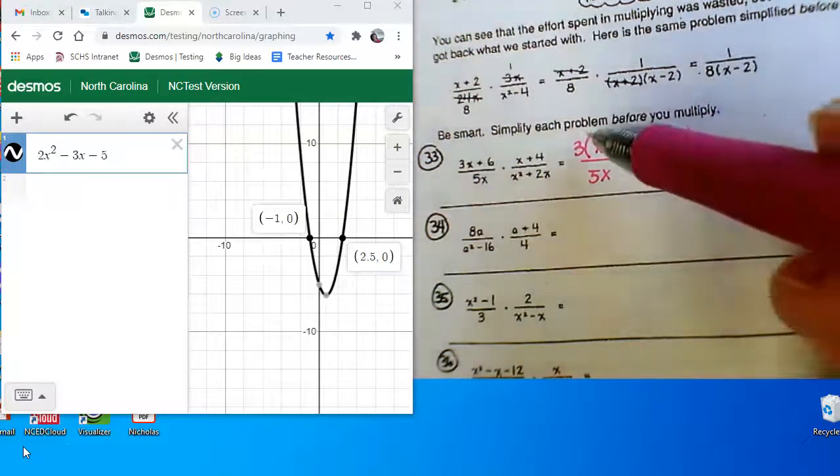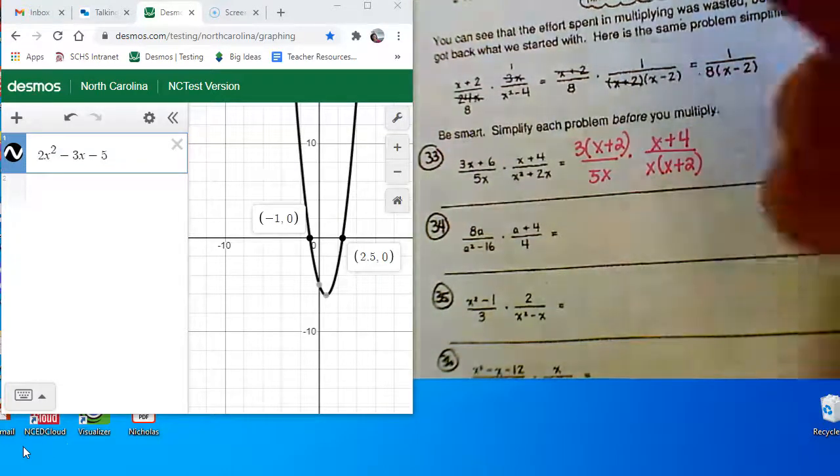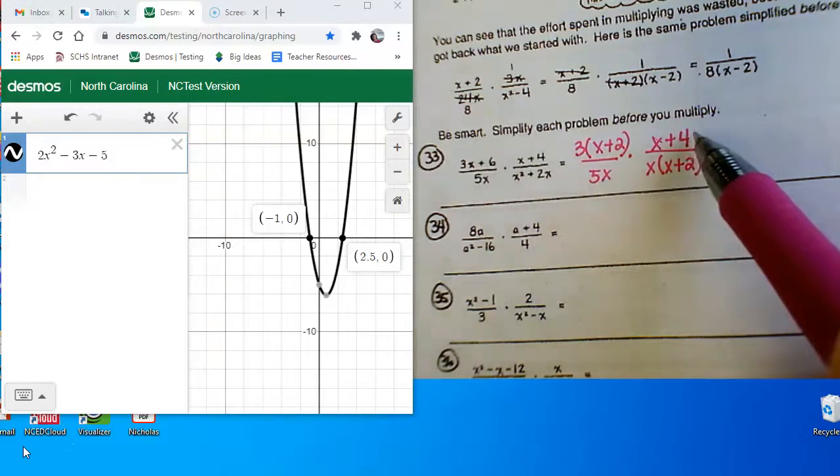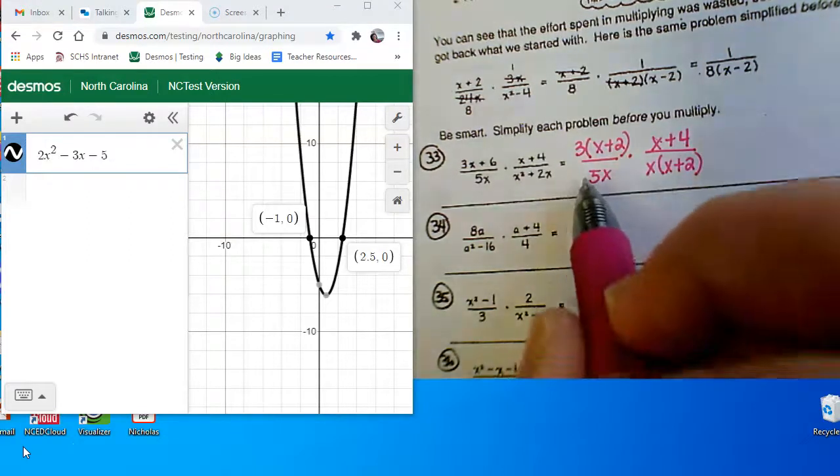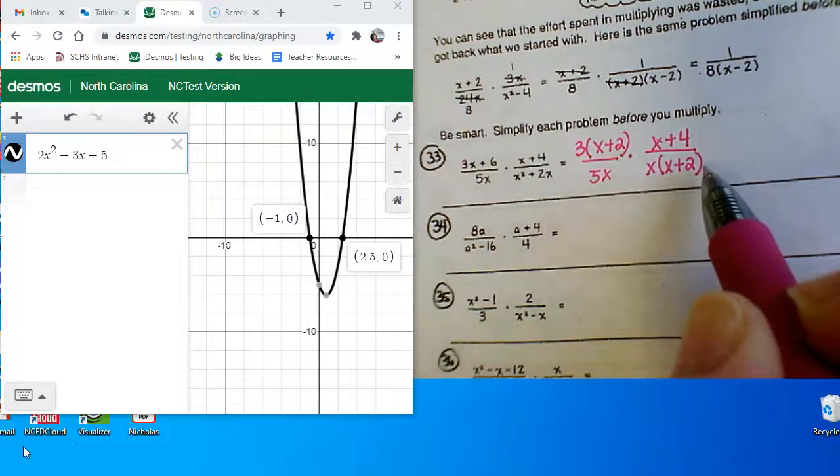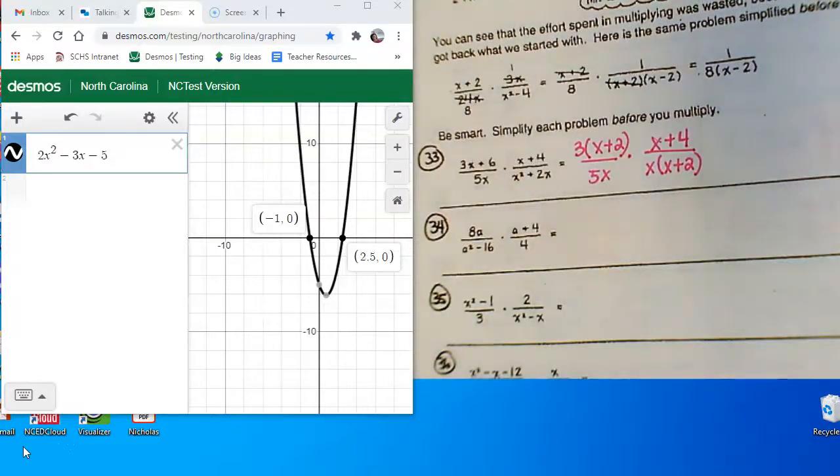Now, when you try to figure out what you can get rid of, think of all of this as being on the top, and all of this as being on the bottom. So anything on the top, no matter which side, can get rid of things on any part of the bottom. So if it's top and bottom directly or crossways, as long as one's on top and one's on bottom, you can get rid of it. Okay?